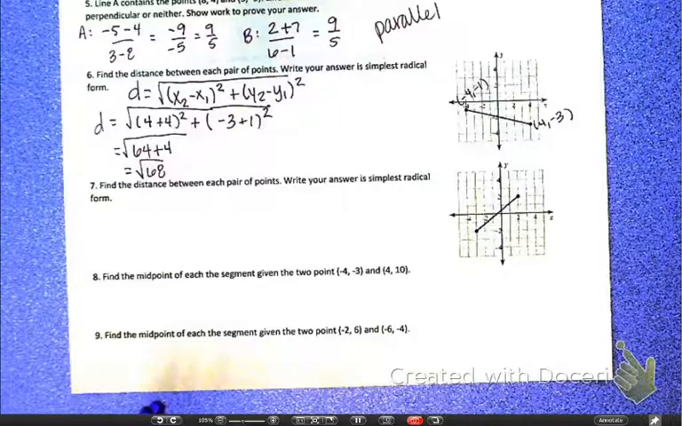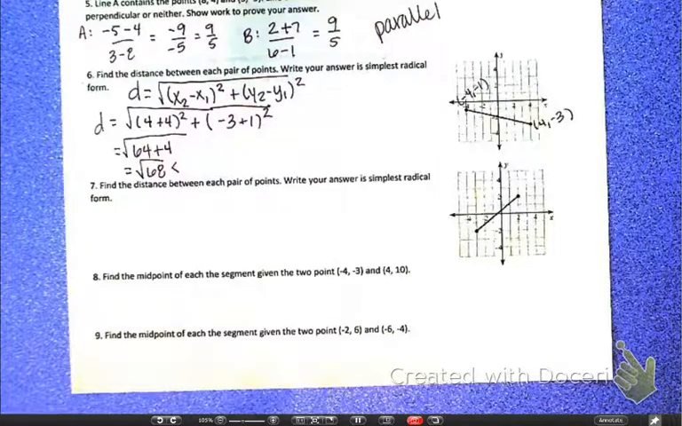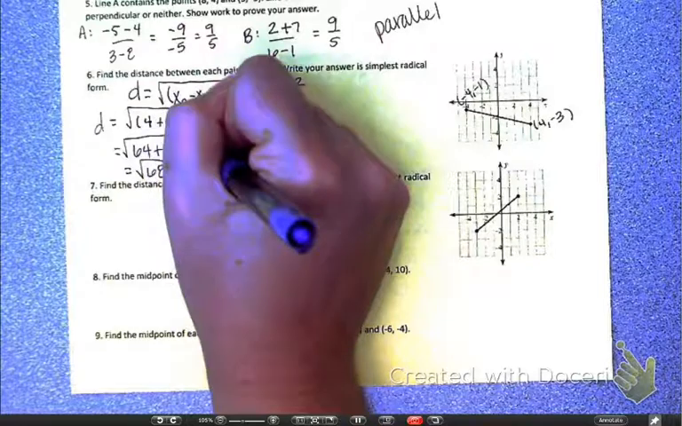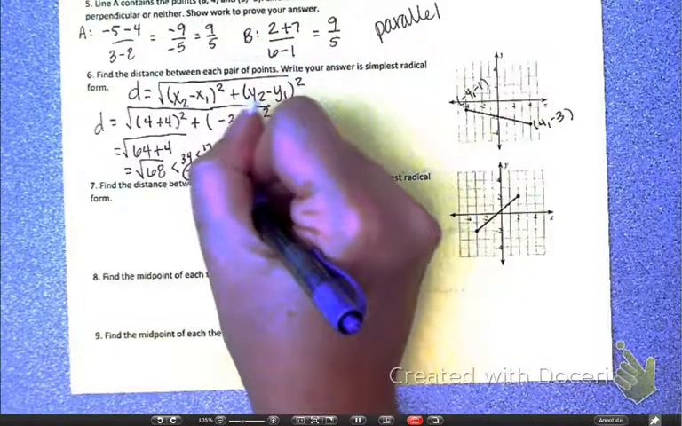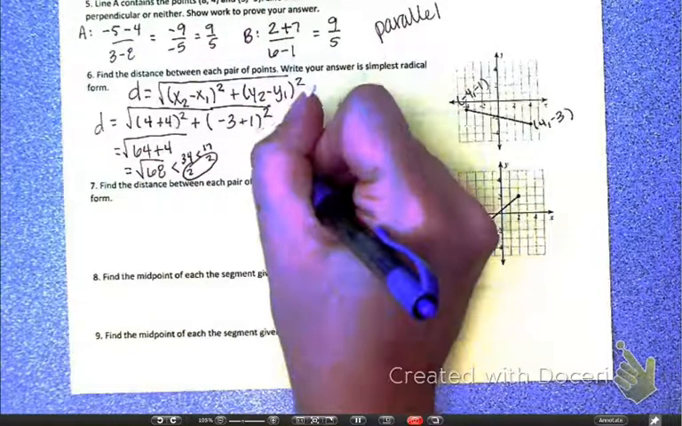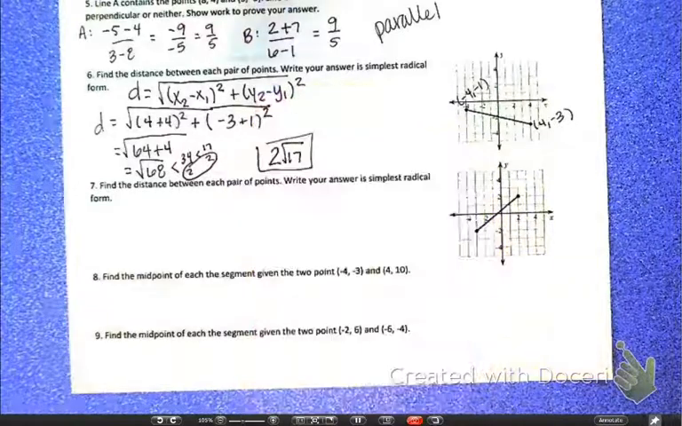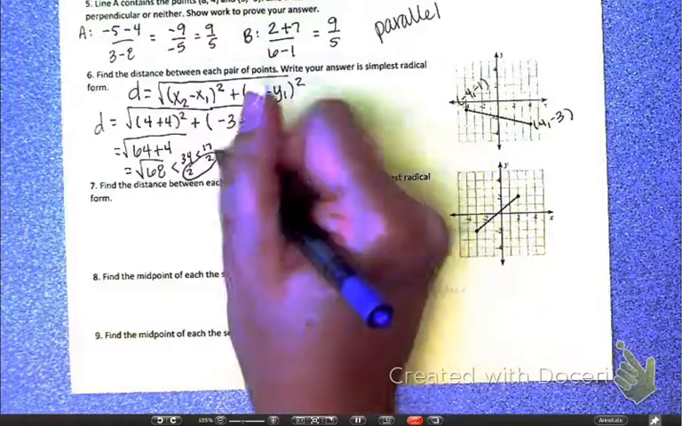Is 68 a perfect square? No. So you're going to factor. What two numbers multiply to 68? 34 and 2. And then 34 breaks down to 17 and 2. You have a pair of 2's. So those 2's come out. The 17 stays inside. Remember, your pairs come out. What's left over stays inside.